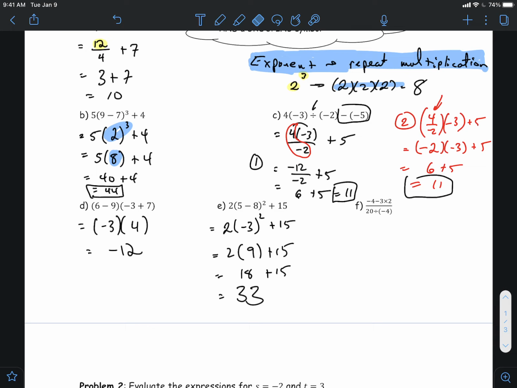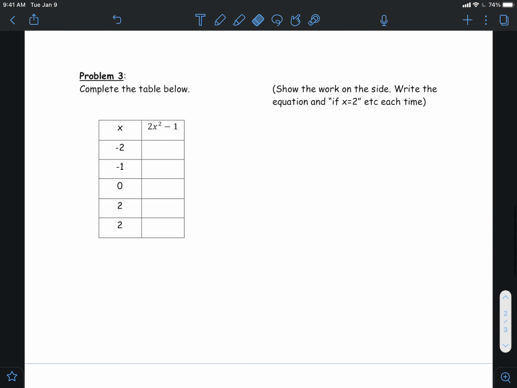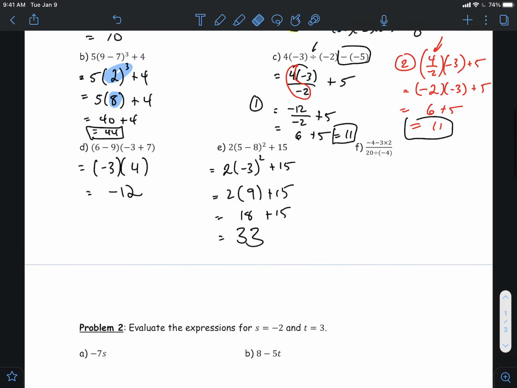So, let's do the last one. I'll run through a couple of these and then I'll let you guys do some work, okay? Remember we said this fraction bar is kind of your friend because it breaks the question up into 2 pieces, right? We can do all the stuff in the top according to BEDMAS, and we can do the stuff in the bottom according to BEDMAS, okay?